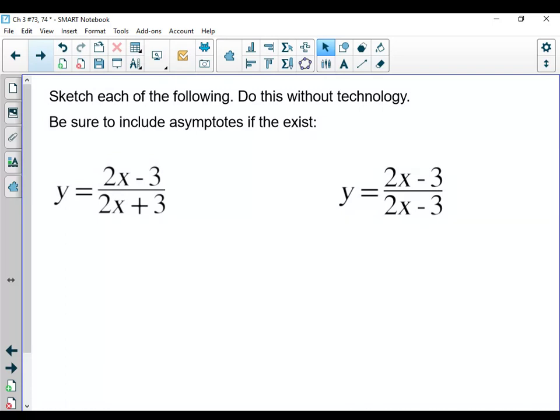Include values that might lead to an asymptote. I'm just doing a sketch, so once you get your asymptotes like this, then you're going to get the shape.